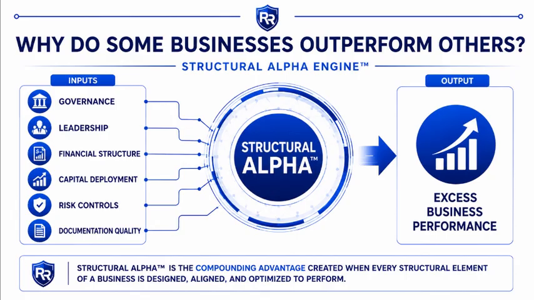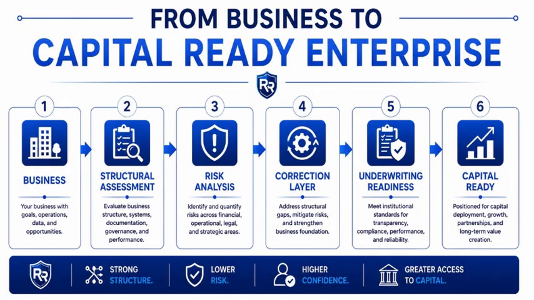Once that structure is measured, the business can move through a clear readiness pathway. This slide shows the transformation pathway. A business begins with basic inputs: operations, financials, documentation, leadership, and risk factors. Riskready OS then moves the business through structural assessment, risk analysis, correction, underwriting readiness, and capital readiness.